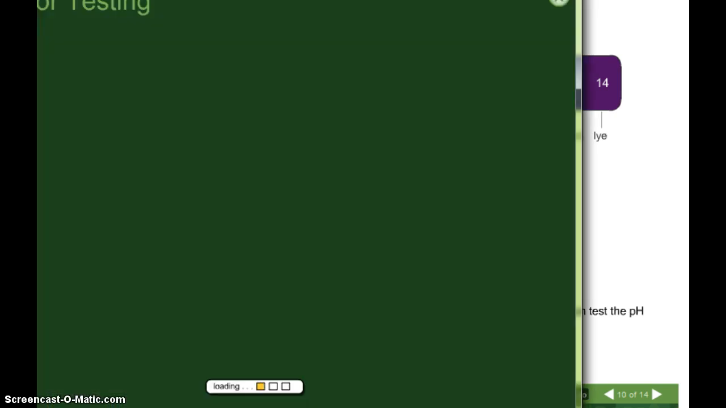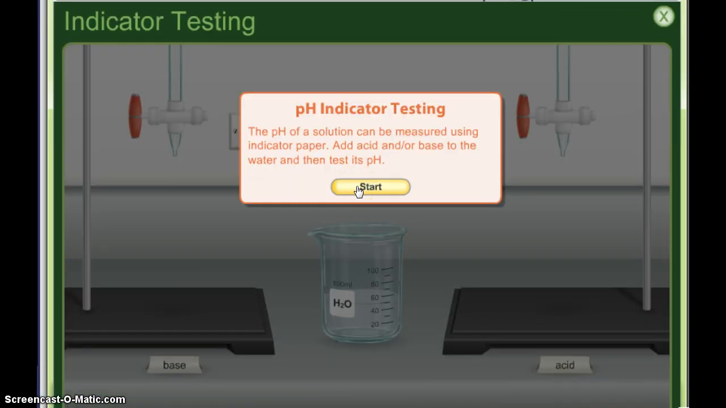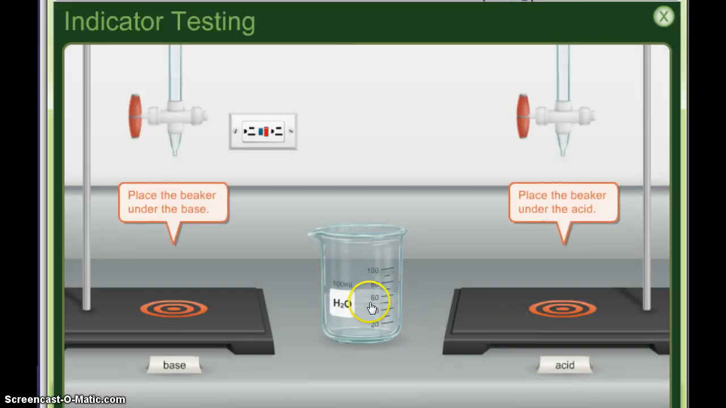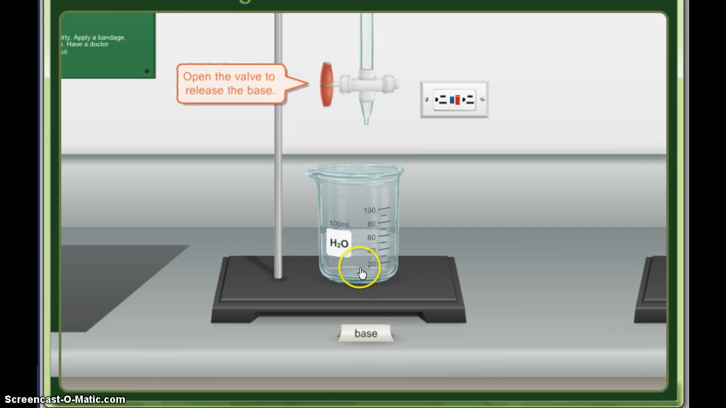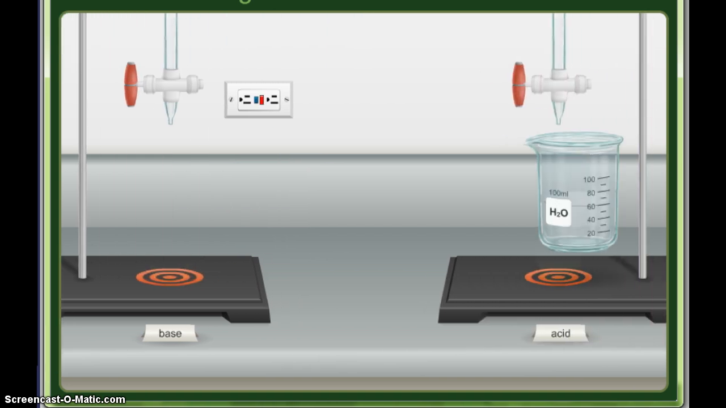Indicator testing. A pH of a solution can be measured using indicator paper. And add acid or base to the water and then test its pH. All right, so I'm going to go ahead and put it here. I'm going to add some base to it. What would be an example of a base? Something that ends in hydroxide, such as NaOH.